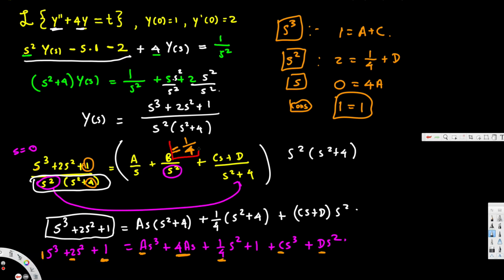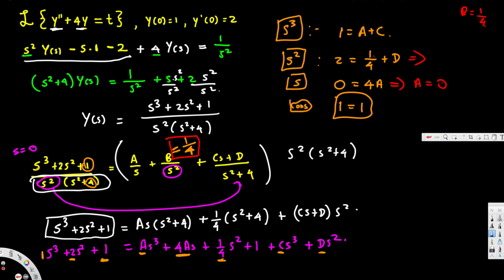We already know b from the first solve. We solved for b here, that is 1 over 4. Let's note that one down right here. From this one we know that a is equal to 0, and from this one we can directly find out the d.